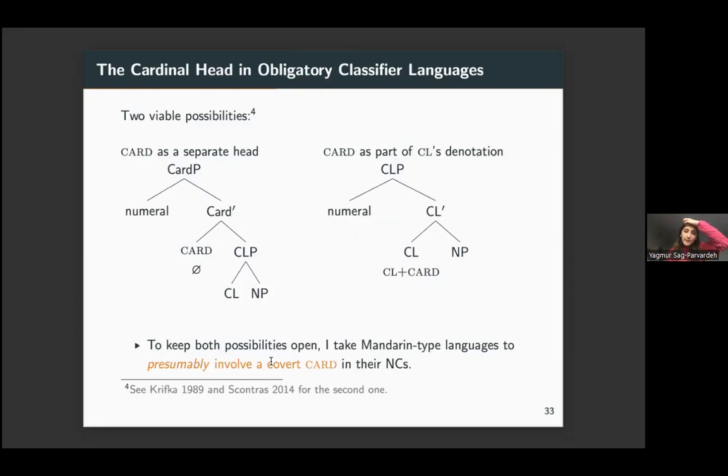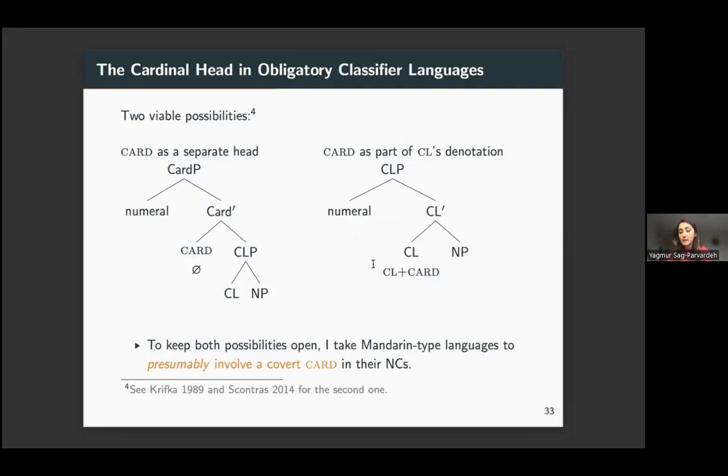So quickly, let's consider obligatory classifier languages. If their classifier is distinct from our classifier Tane, and I claim that Tane is a card head, then how can we represent their numeral constructions? There are two possibilities here. Either the classifier is a separate projection, and on top of that, we still have a card head in these languages. In that case, the card head would be a covert head.